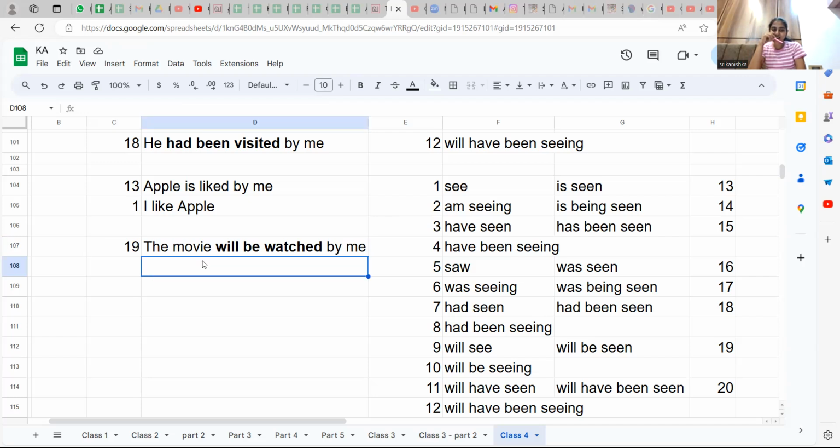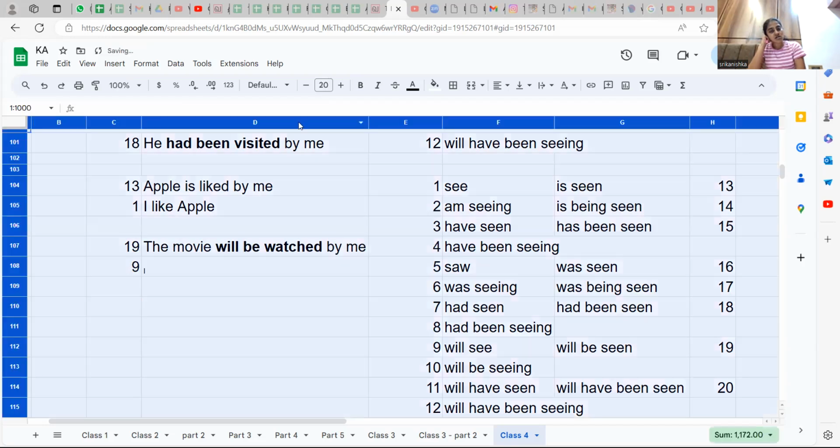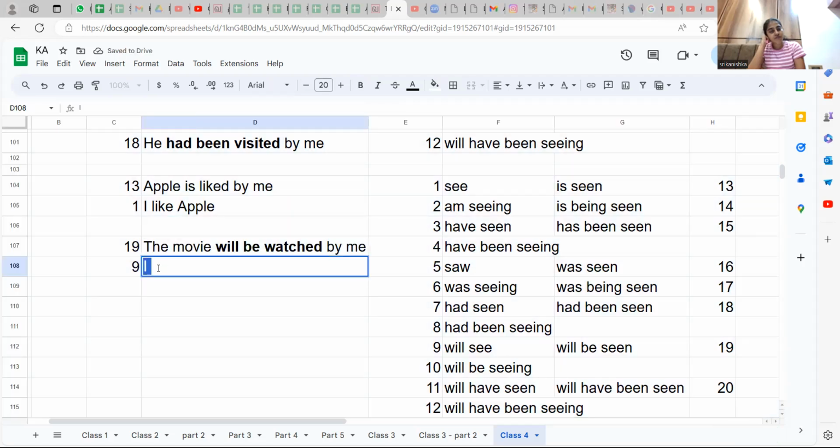But connect this. Okay. 19 is going to get converted into what? Number 9. Very good. Now you tell me that. Change the subject and object, change the verb and give me the actual sentence. I will. Very nice. I will watch. Super. I will watch the movie. I will watch the movie. And a little bit I was surprised, but we will think about this.